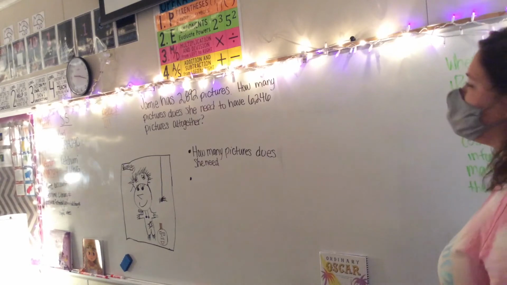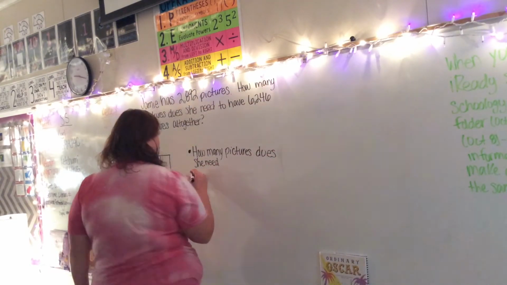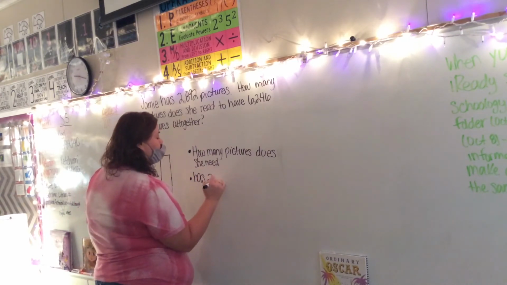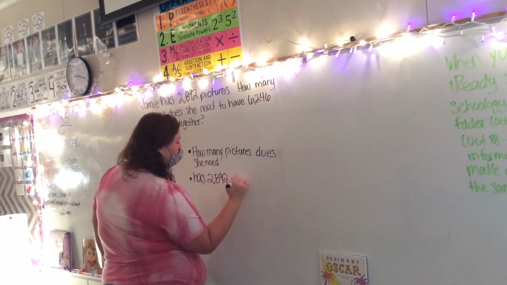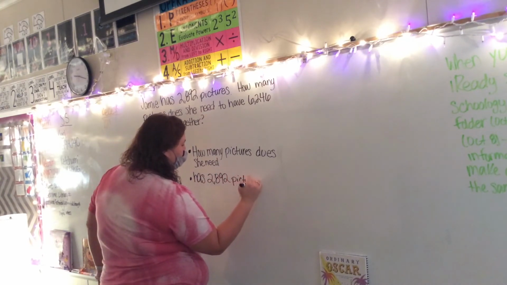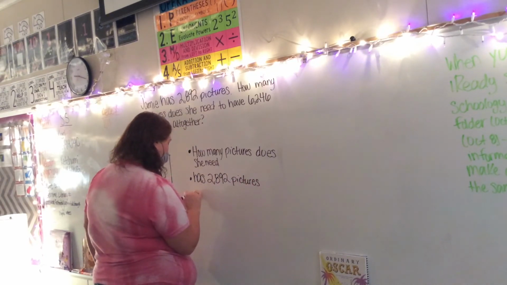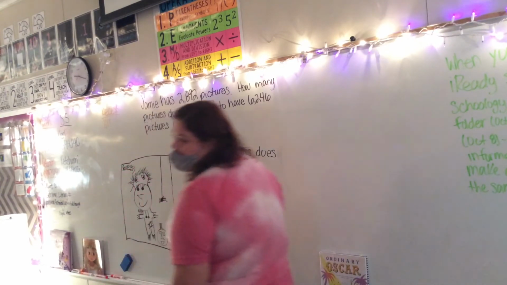How many pictures do I have, Gavin? 2,892. So she has 2,892 pictures. And I also know what?